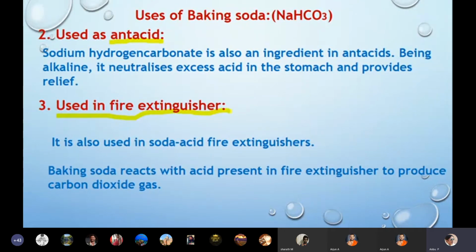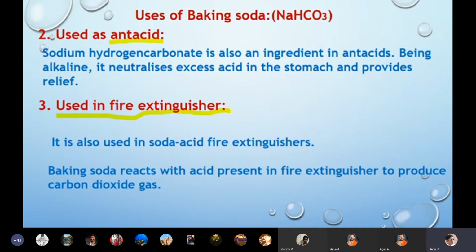It will produce an enormous amount of carbon dioxide gas. A very huge amount of carbon dioxide gas will try to come out of that fire extinguisher. That is the reason it is called a soda acid fire extinguisher. Soda represents baking soda, acid represents citric acid. So that is how it is used as a fire extinguisher. These are all the uses of baking soda.